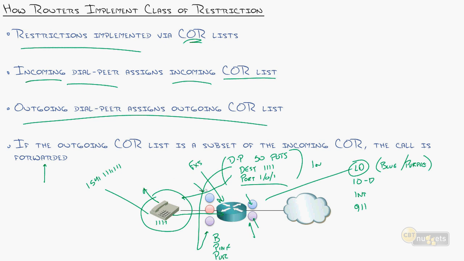Well, based on the incoming dial peer, he's going to say, well, actually, I have blue, red and purple, and the router says, you're good. Why? Because your incoming core list is a superset. You had the blue ball and you had the purple ball. So you are allowed to make this long distance call, right?